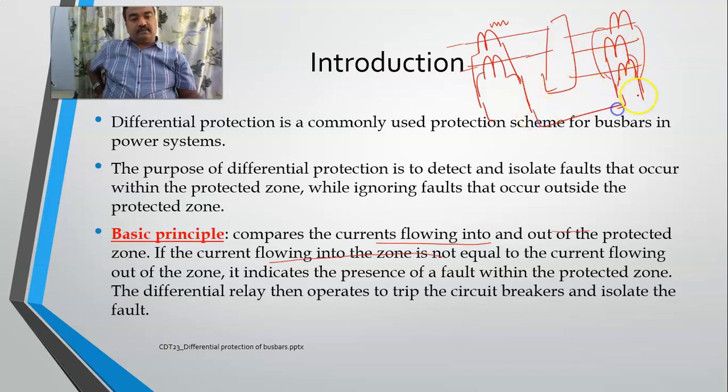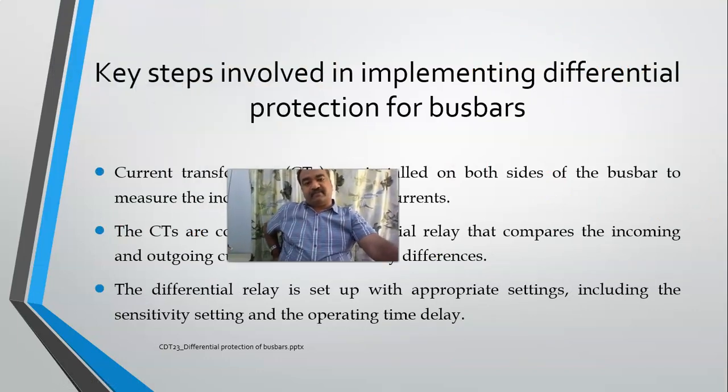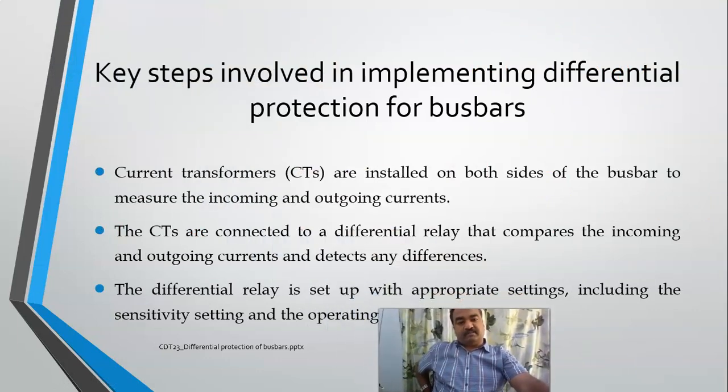And this is the way you will be correct. The differential relay operates to trip the circuit breakers and isolate the fault when it experiences a current which is greater than your predetermined value. Now, what are the key steps involved in implementing this differential protection for your bus bars?